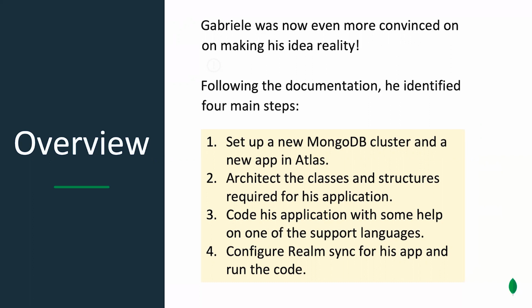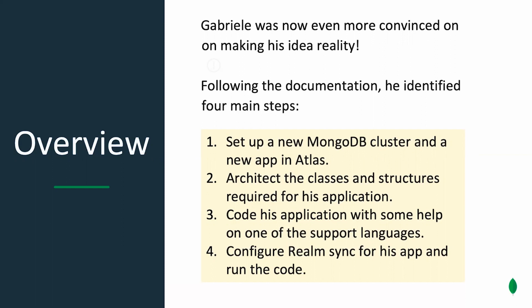So following the documentation on the MongoDB side, on Atlas, and on Realm, he identified 4 main steps to follow to achieve this configuration. So first, setting up a new MongoDB cluster and creating a new app in Atlas, then architecting the classes and structures required for his application. Once he had that, he will need to code his application in some programming language.